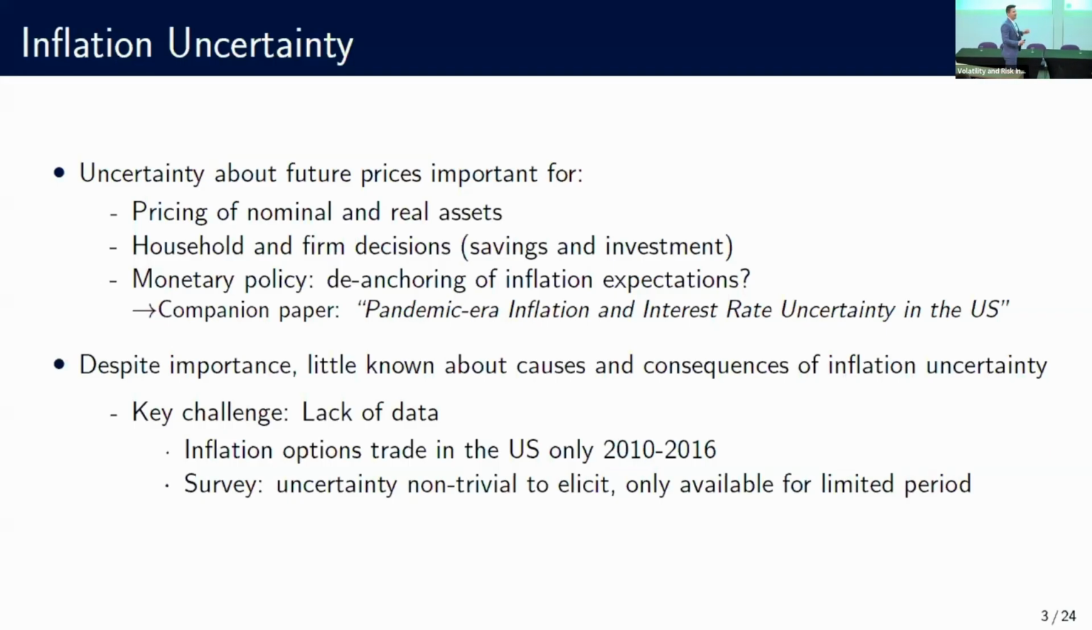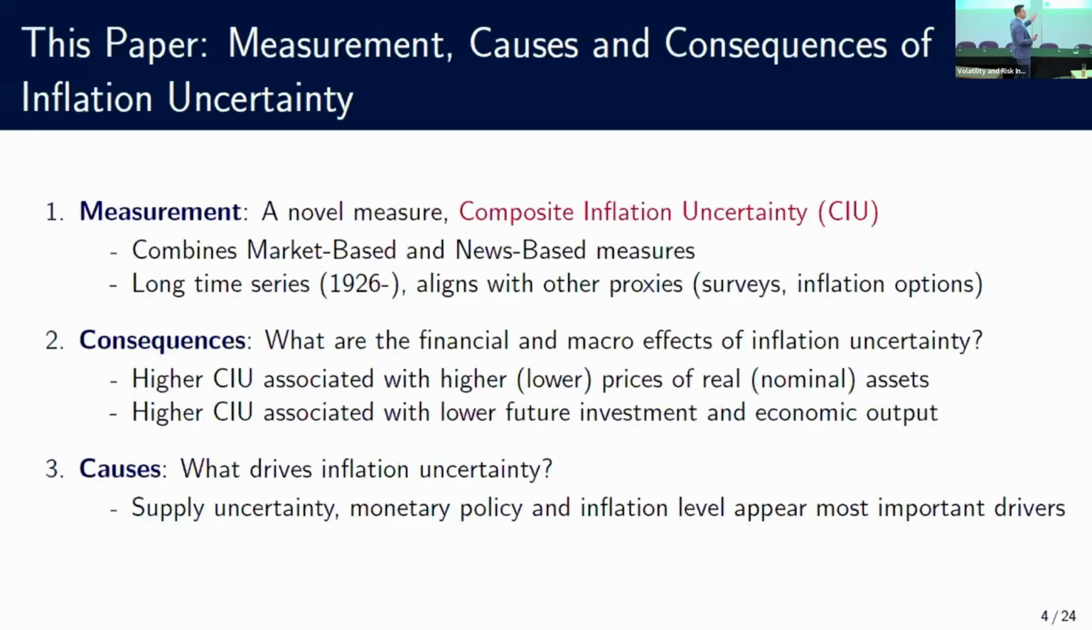So textual data and AI here provide an opportunity for us to essentially improve our measurement of inflation uncertainty. And through that, we can then study its causes and consequences, right? So we are essentially creating a novel measure of inflation uncertainty, which we're going to call composite inflation uncertainty, or CIU. And for that, we're going to rely heavily on textual information. So we're going to construct a news-based measure as well as a market-based measure.